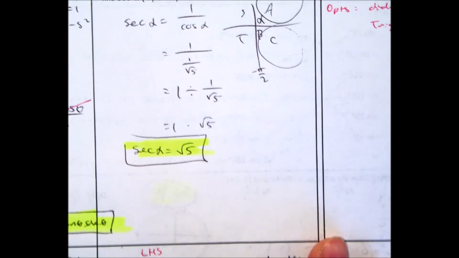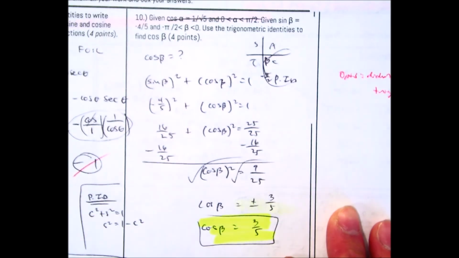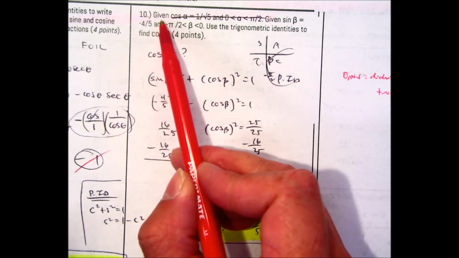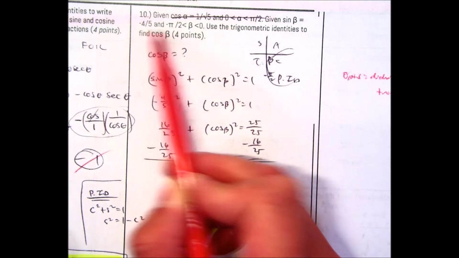Question number 10. So 9, that question I just went over, is the same with different numbering. Look here. It says, given alpha, that's the first part. Given beta, that's the second part.